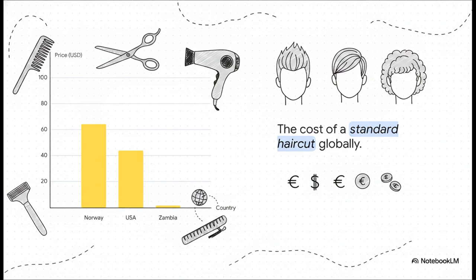On the high end, a standard haircut in Norway's capital will set you back $64.50. In the US, it averages around $44. But down at the exact opposite end of the spectrum, that same service in Zambia costs just $1.65. I mean, we are talking about staggering extremes for the exact same expenditure of human labor and time. It perfectly highlights the massive baseline disparities in global living standards.